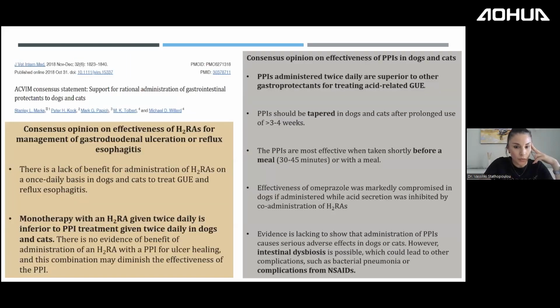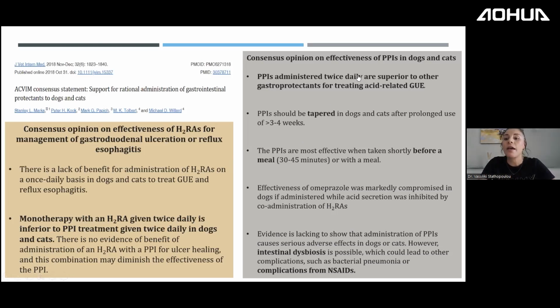I'm going to show you the H2. The H2, I have stopped using them for more than 5 years now, because it has been proven that, first of all, dogs and cats tend to have a compromise during the first 24 hours when you give, for example, cimetidine or ranitidine. After the first 24 or 48 hours, they don't work anymore. There's a lack of benefit for administration. Monotherapy given twice daily is inferior to PPI treatment given twice daily. And that's a fact nowadays.